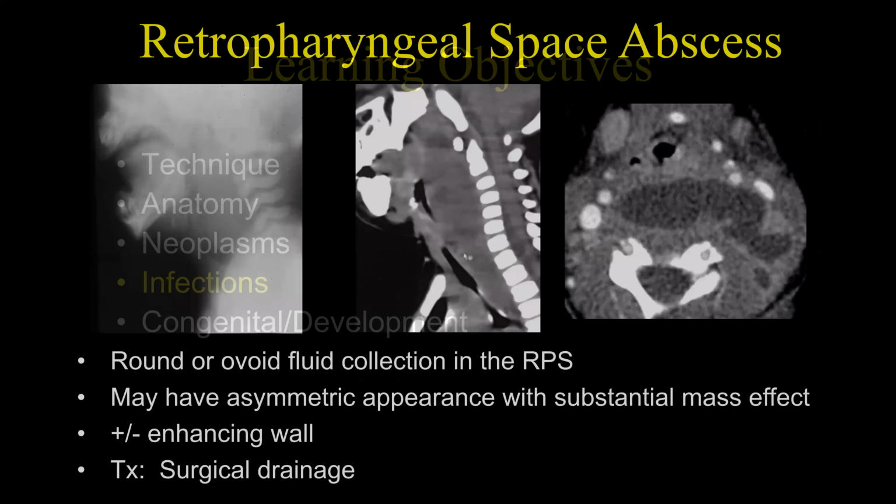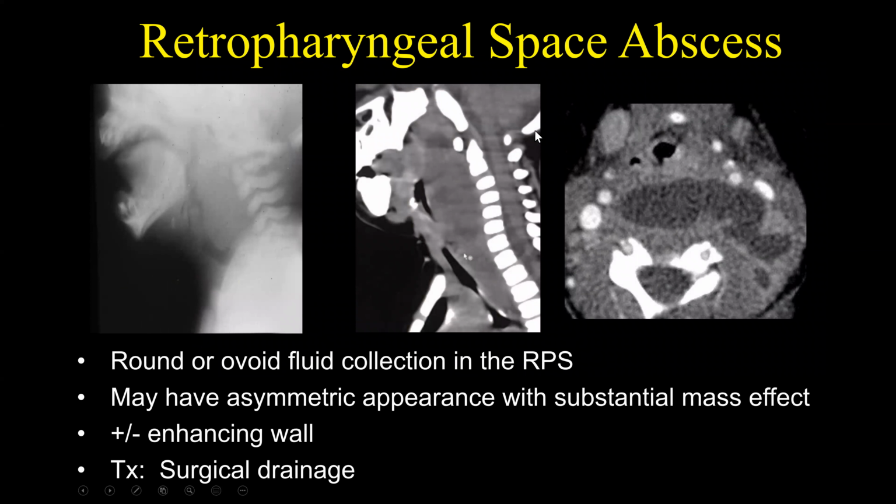Well, we'll then move on to infections, and we're just going to spend a little bit of time on infections specifically involving the region of the hypopharynx. And you've all seen cases of retropharyngeal space abscesses. I specifically want to put this in the context of the hypopharynx.